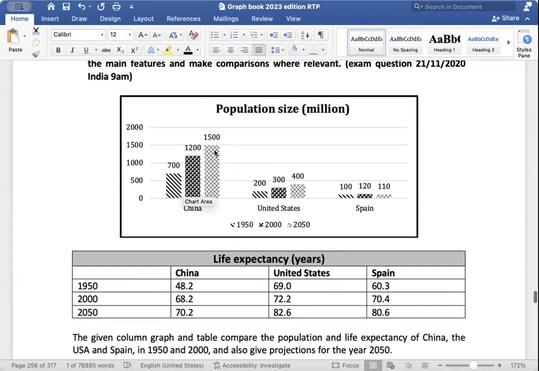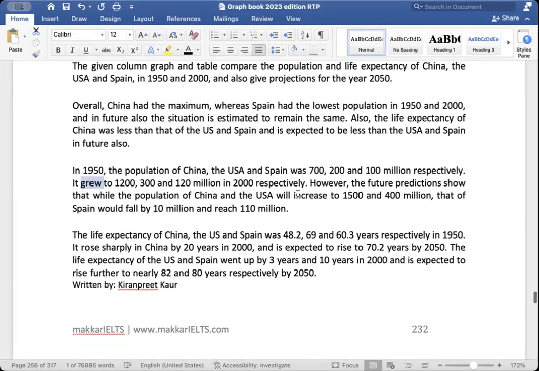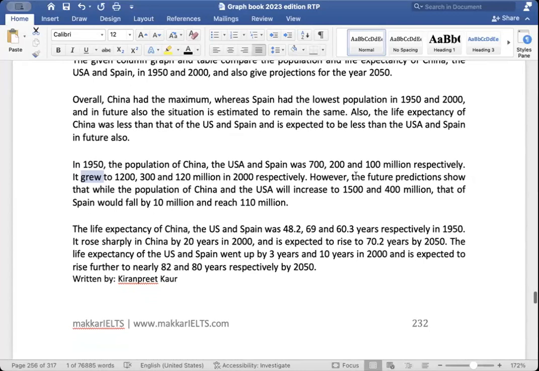However, the future predictions show that while the population of China and US will increase, what are the future predictions showing? Population of China and US will increase. See, it is 7, 12, 15, 200, 300, 400, it increases. But here, 100, then 120, and then it has fallen in the future. So, future predictions show that while the population of China and the US will increase to 1500 and 400 million, that of Spain would fall by 10 million and reach 110 million. Okay?